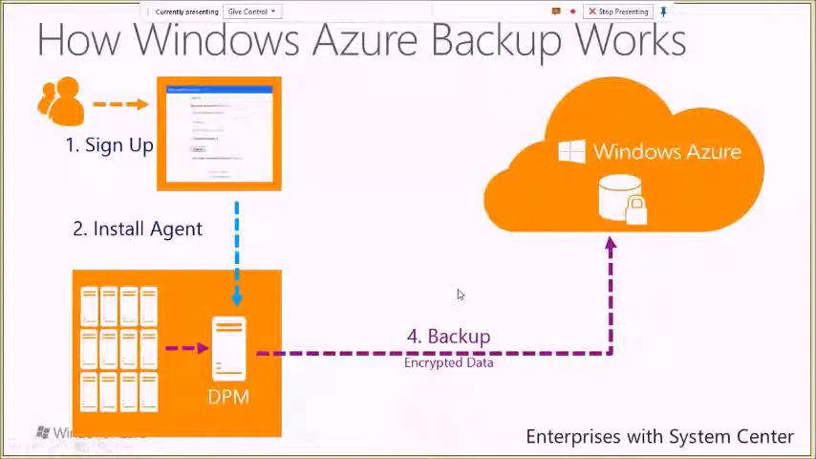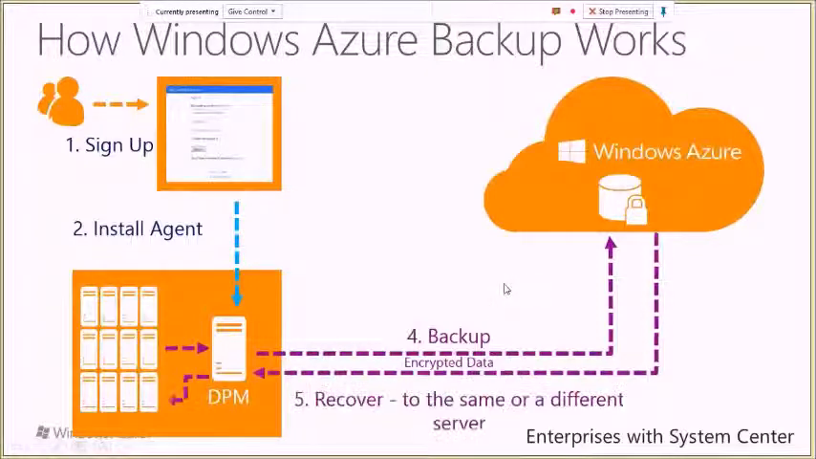DPM server will continue to protect the existing server as it did before the agent was installed, but the server will now back up the data to the cloud. Again, if you need to recover data at any time, for example, a server failure or an accidental deletion of a file, you can use DPM to recover that data while still continuing to monitor and protect the other servers.